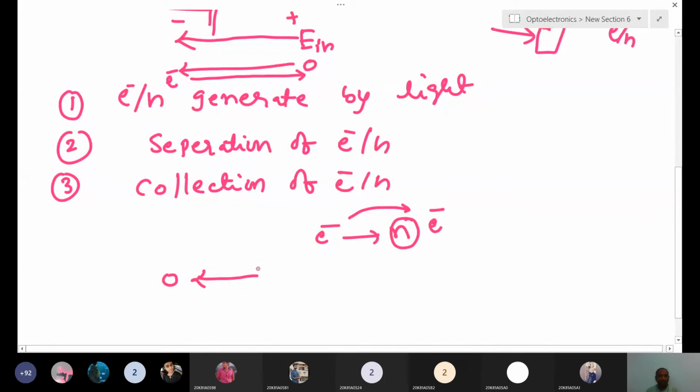Now take another case. Suppose in the n-side semiconductor we have electrons. If you send holes there, what happens? Suppose we are sending holes to the n side. What will happen here? Please tell me. Suppose an n-type semiconductor is there. If you send holes to the n-type semiconductor, what will happen?